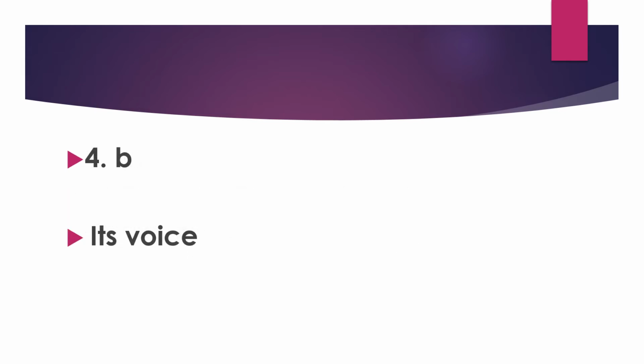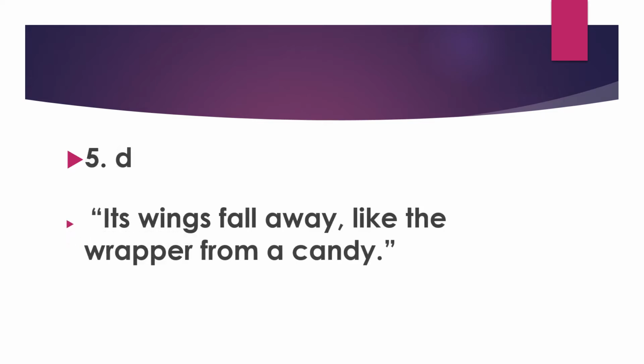Number 4, in the story, the author compared the bat's voice to a flashlight. The non-literal sentence is D, when the author compared the moth's wings to a wrapper from a candy. This is called the simile. It's non-literal. It doesn't actually mean a candy wrapper falling, but they're just comparing the wings and how they fell to the wrapper from a candy. This is called the simile, and we're going to talk about this type of non-literal language later on.